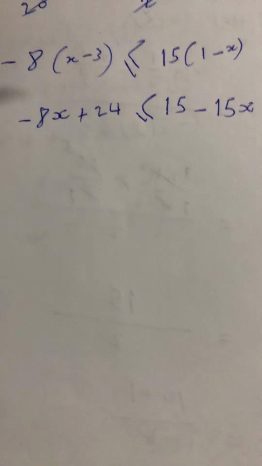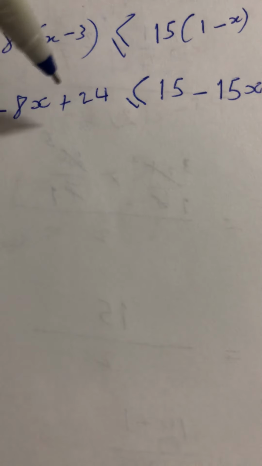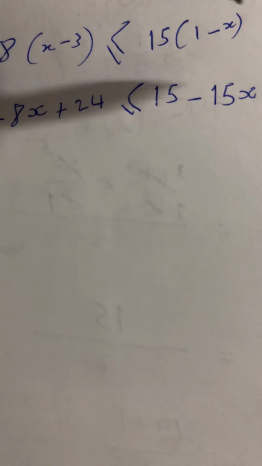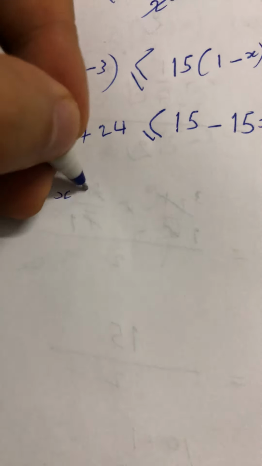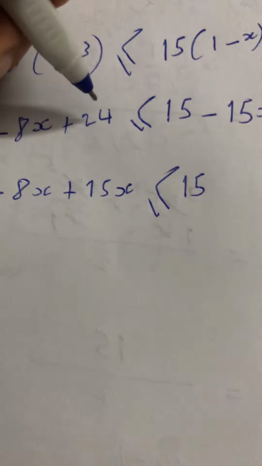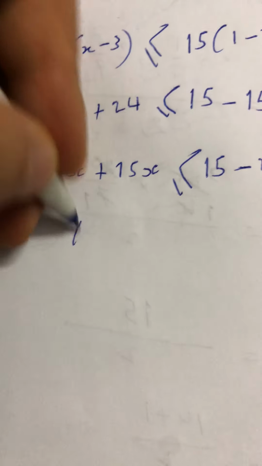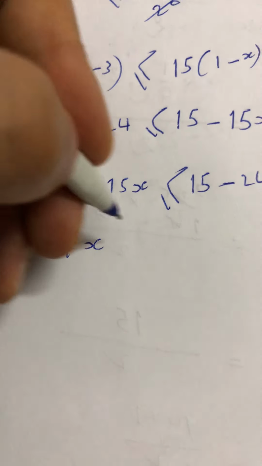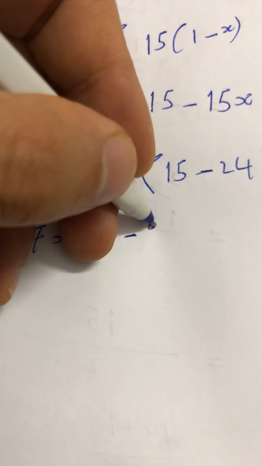Now we have minus 15x here. I change the place. Like the last example, it will be plus 15x. So minus 8x plus 15x less than or equal to, I keep this 15 here, and I will move this minus 24. Now 15x minus 8x gives 7x less than or equal to 15 minus 24, which is minus 9.